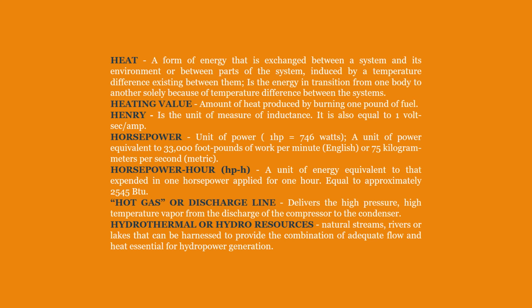Horsepower hour: a unit of energy equivalent to that expended in 1 horsepower applied for 1 hour, equal to approximately 2,545 BTU. Hot gas or discharge line: delivers the high-pressure, high-temperature vapor from the discharge of the compressor to the condenser. Hydrothermal or hydro resources: natural streams, rivers or lakes that can be harnessed to provide the combination of adequate flow and head essential for hydropower generation.